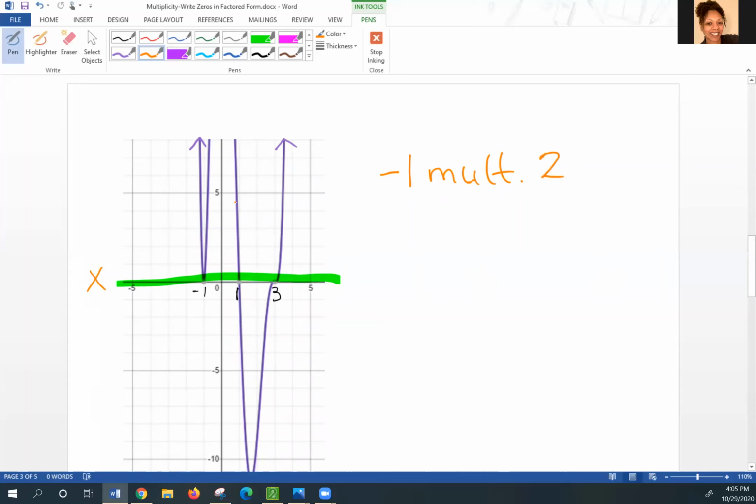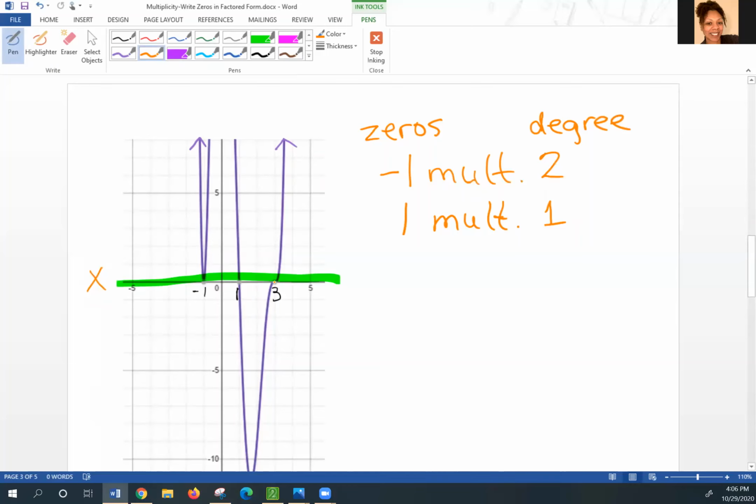This time, my graph is just going straight through. It's going through straight point, the point 1. So 1, multiplicity 1. So this first number represents my zeros. And the second number represents what my actual degree will be of this graph.